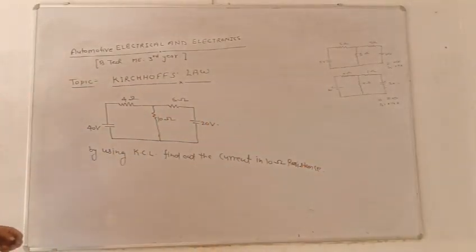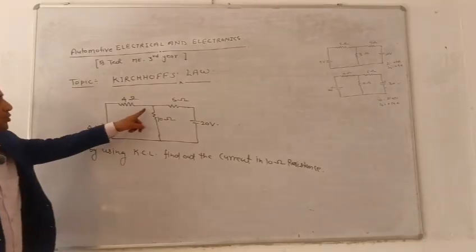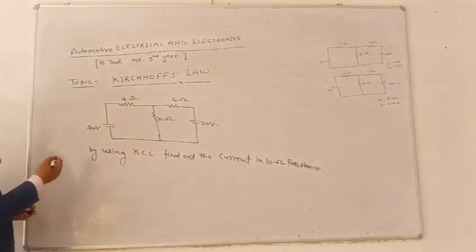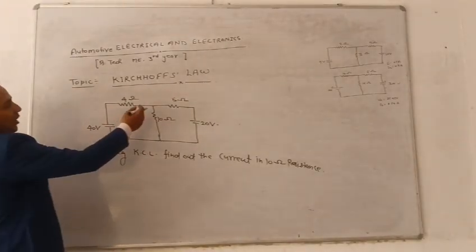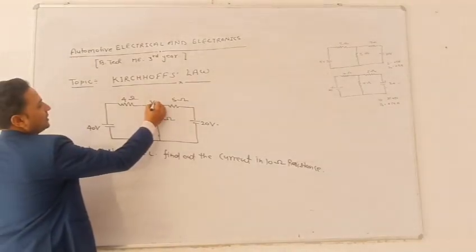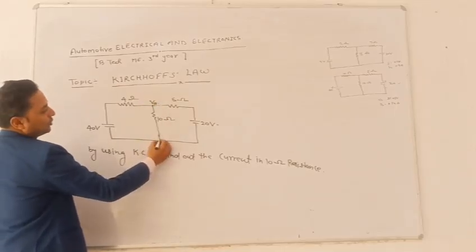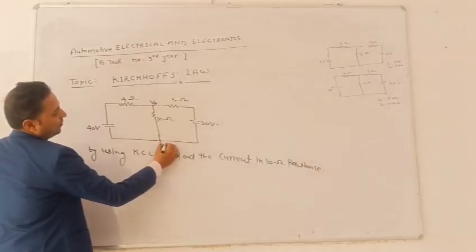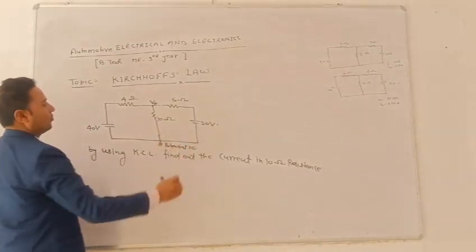So how do we find the current in the 10 ohm resistance using KCL? This is the problem. Here we take nodal analysis. In KCL we take nodal analysis. How many nodes are present? We can take this one as node VA, and this is the grounded potential, so the potential here will be 0.